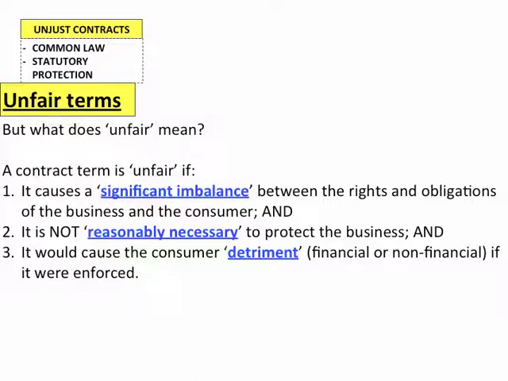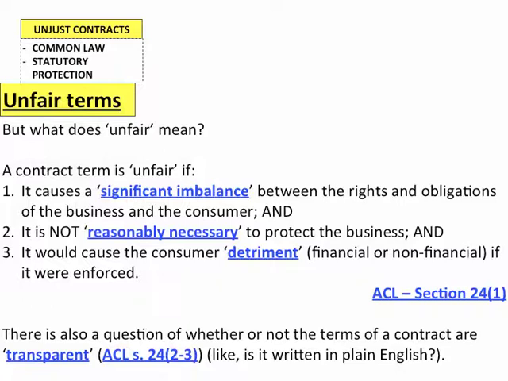And notice that I've got in big capital letters after each one, "and", because you've got 1, 2, and 3. It's got to have all three. Maybe it does cause a significant imbalance, and it is reasonably necessary, but it doesn't really cause too much of a burden for the consumer. They just don't like the term. Or if it doesn't cause some sort of detriment, then it's not unfair because no one's really getting hurt there. And there's also one additional little thing, which is whether the terms of the contract are transparent.